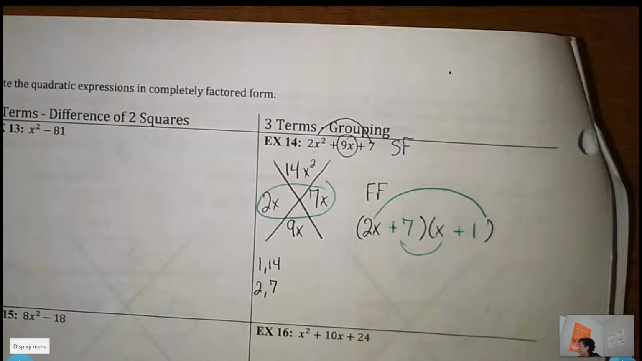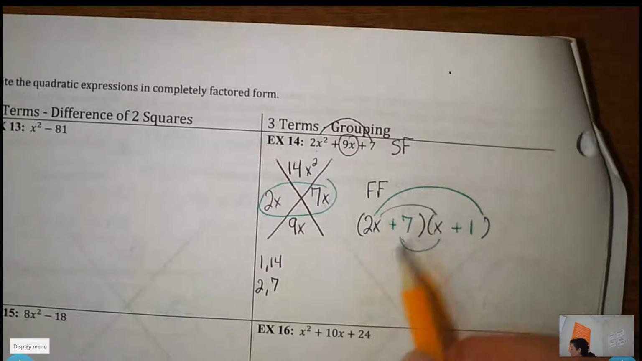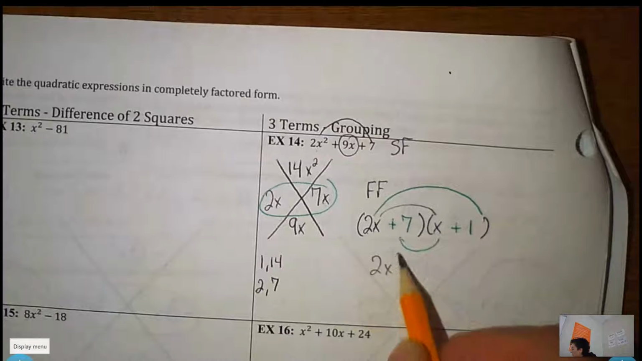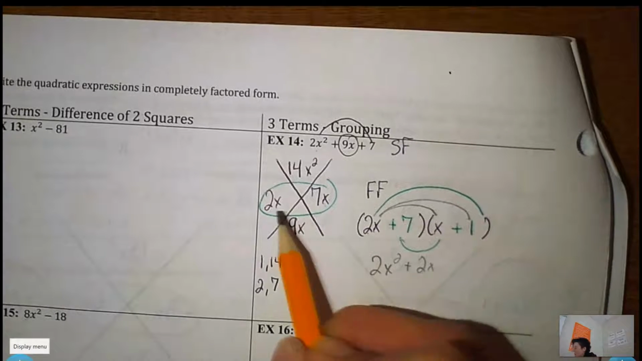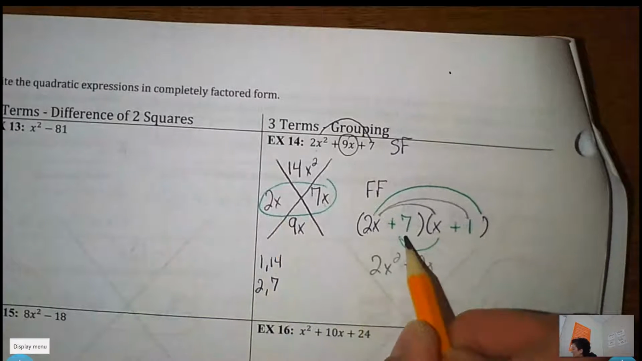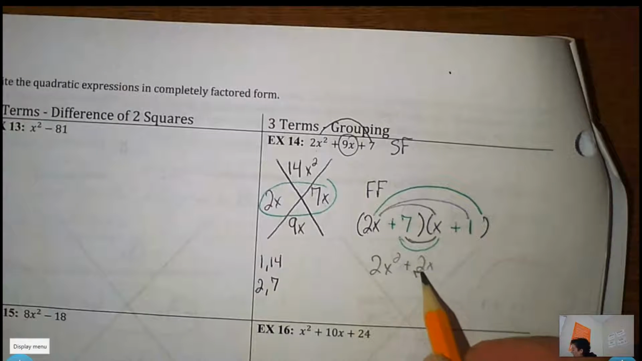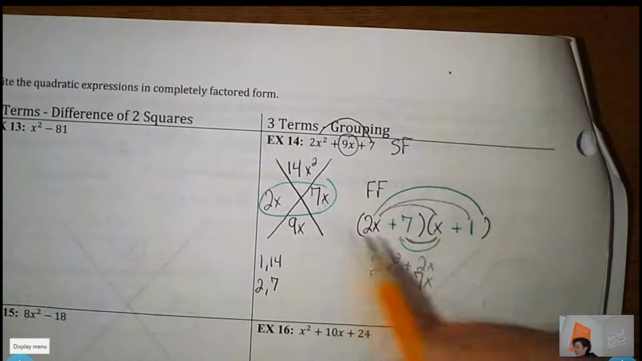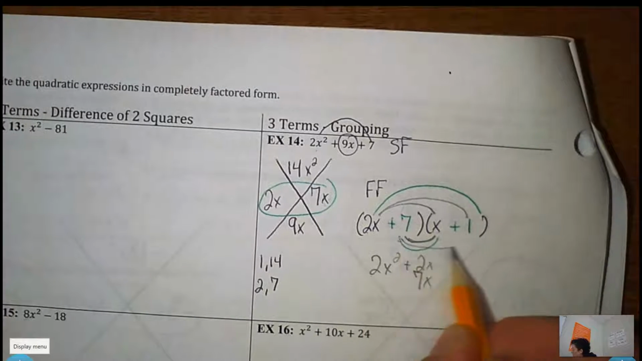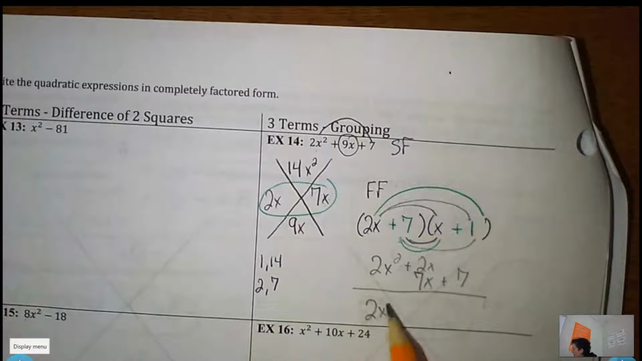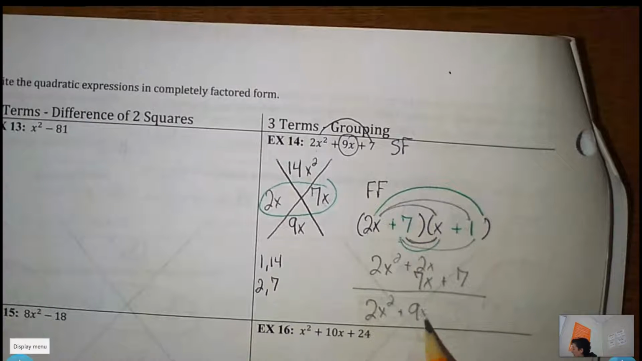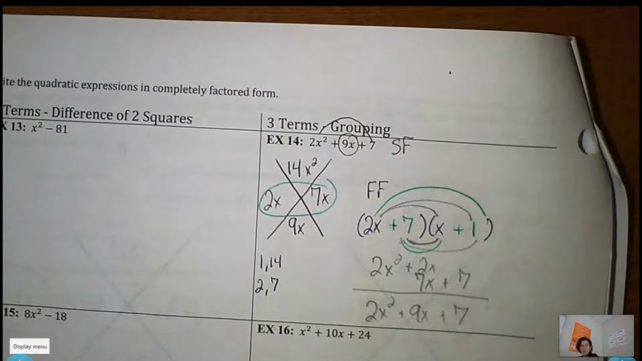So just a reminder, I'll show you once. When the neighbors meet, we get 2x squared. We get a 2x. You can kind of start to see these pieces happen. Then 7 goes to meet the neighbors, and I get a 7x. And then 7 goes to meet 1, and I get 7. And when I add this up, I get 2x squared, I get 9x, and I get 7.